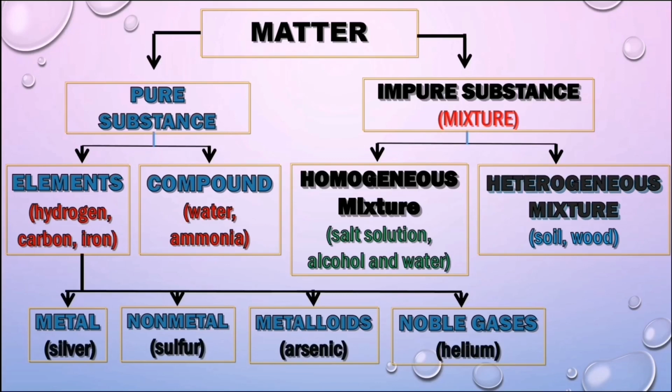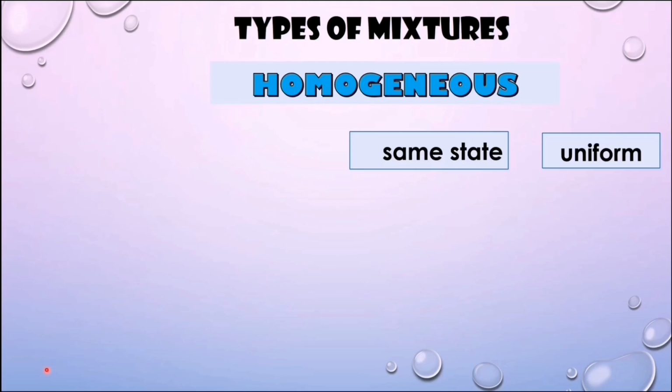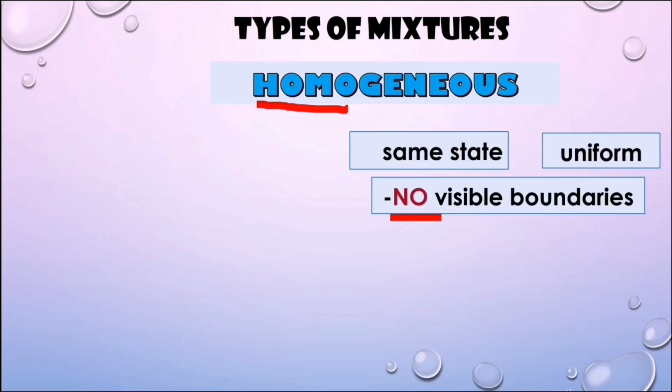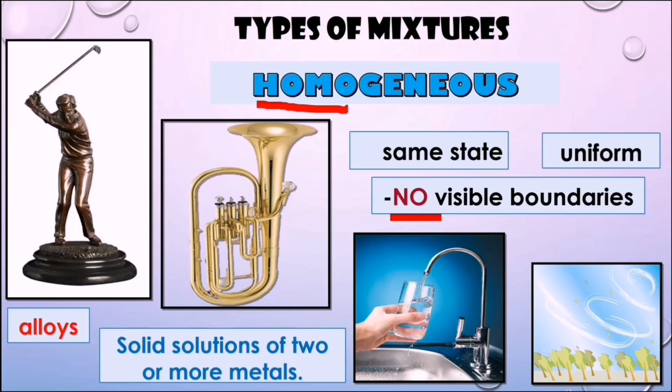Okay, now let's define homogeneous mixtures. If we say homo, it means uniform, the same. Same state, it's either gas, liquid, or solid. And you can't see visible boundaries. So, you cannot see what their differences are. For example, we have here air. Air is an example of a homogeneous mixture. Why? Air is a mixture because it has carbon dioxide, nitrogen oxide, and dust mixed in the air that we breathe. So, you can't identify which is which. And it is in the form of gas. That is why it is a homogeneous mixture.